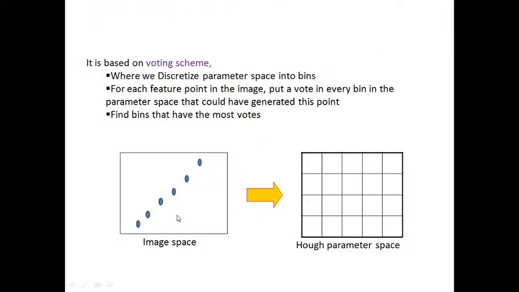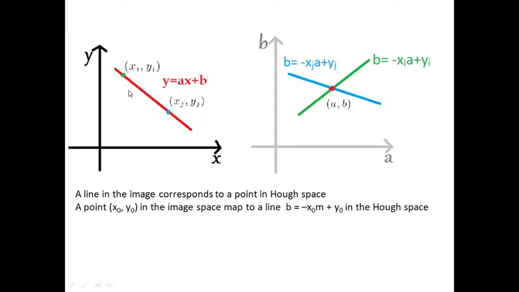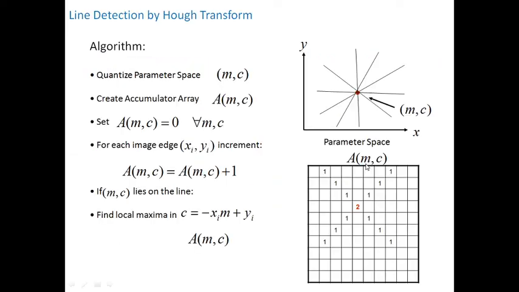Now as I have said, this image space has the y and x axes. This Hough parameter space is represented by considering boxes or bins. As I have said, each and every point is mapped to a line here, and a line is mapped to a point in the parameter space.